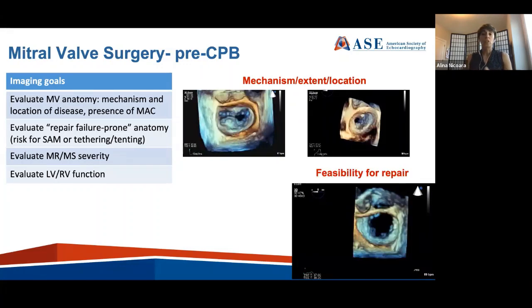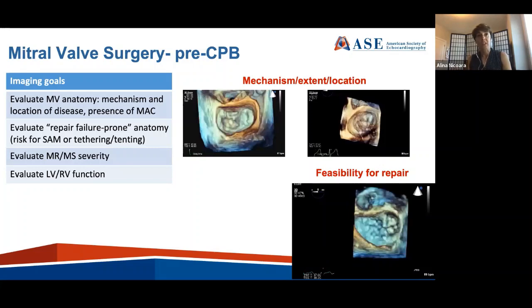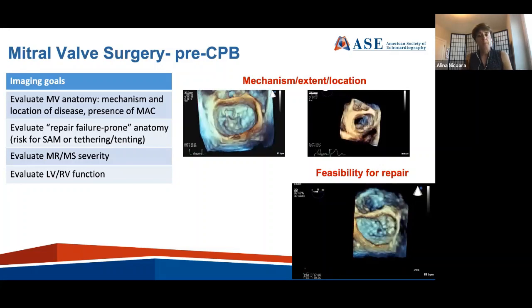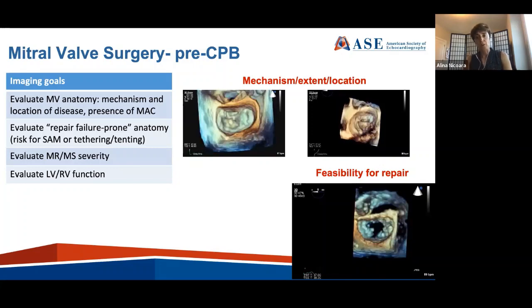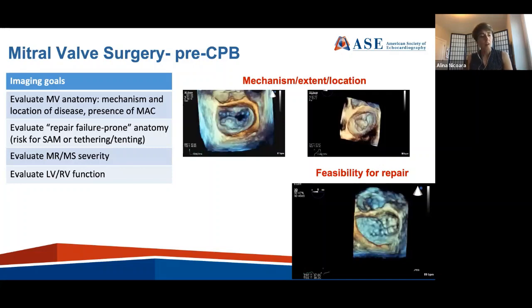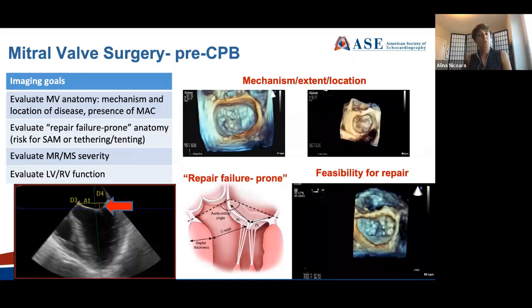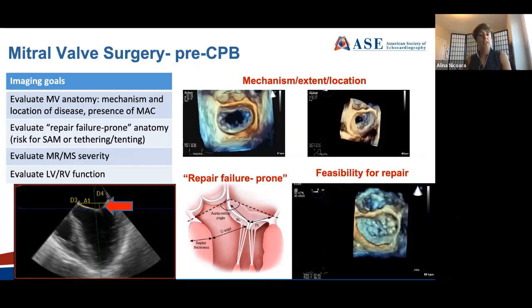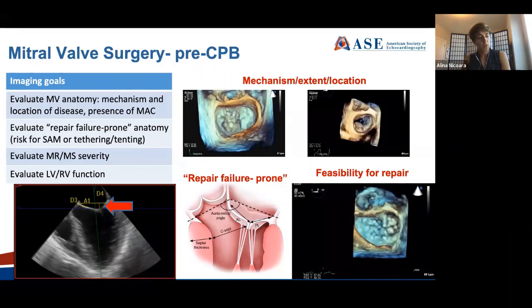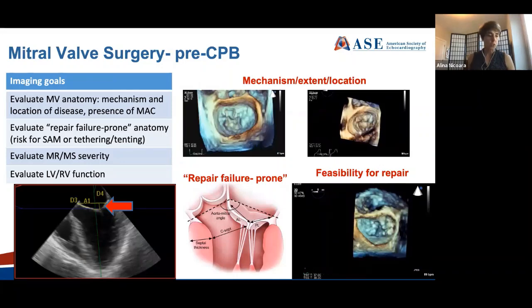Generally, what is the general appearance of the mitral valve? Are the leaflets thickened, immobile? Are there calcifications? What is the extent of calcification in the mitral annulus? All these are prerequisites in surgical decision-making of the feasibility for repair, and if repair is feasible, for the type of repair. Beyond this, measurements regarding valve geometry and identification of repair-failure-prone anatomy for either primary or secondary MR represent additional and often crucial information for the surgeon.